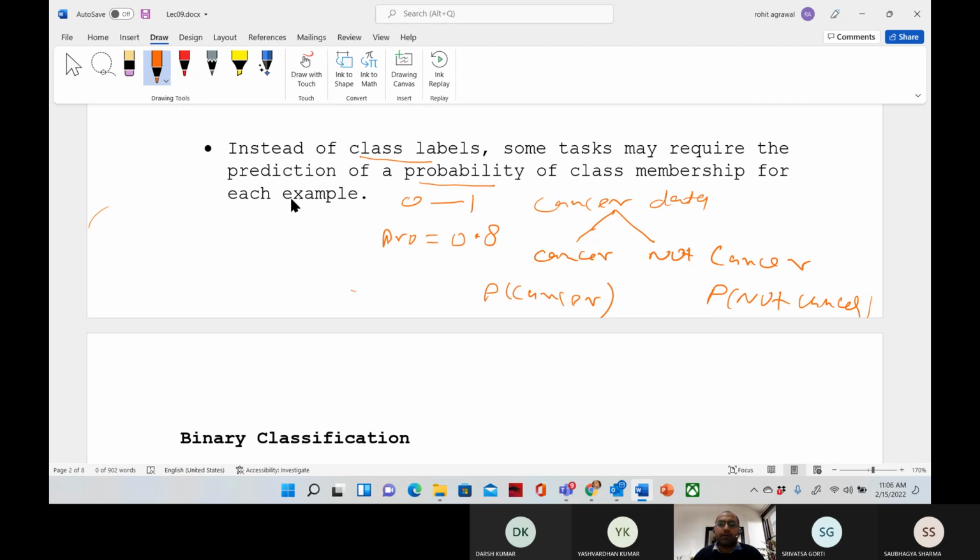If there are two classes, maybe cancer and not cancer, then instead of predicting the actual class, we are going to predict the probability of that class. Is it fine?